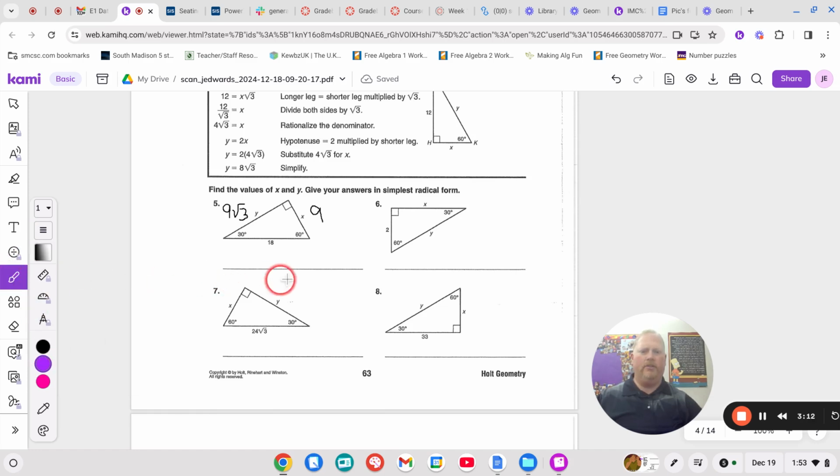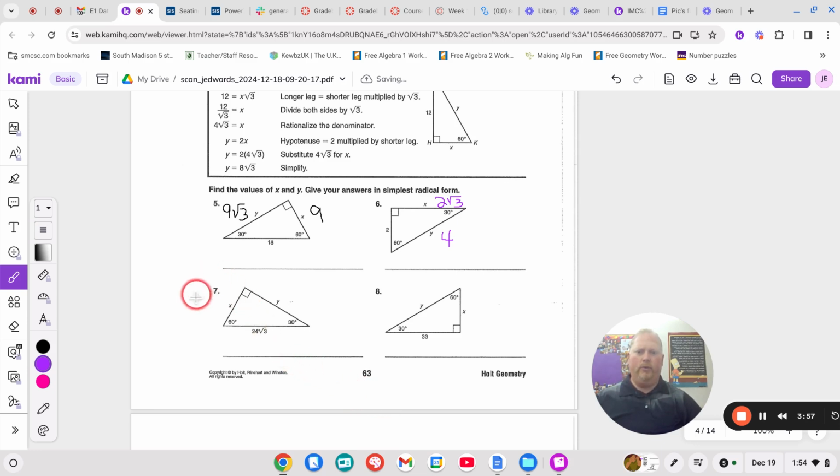Let's take a look at question number 6. In this case, they give us the short leg. That's the best case scenario. To go from the short leg to the hypotenuse, the notes say to just multiply by 2. So 2 times 2 is 4. We also need to figure out what the long leg is. If you have the short leg and you want the long leg, it says just multiply by the square root of 3. So that's going to end up being 2 square root of 3. And that's all there is to it. Just do what the notes say, and that's your answer.